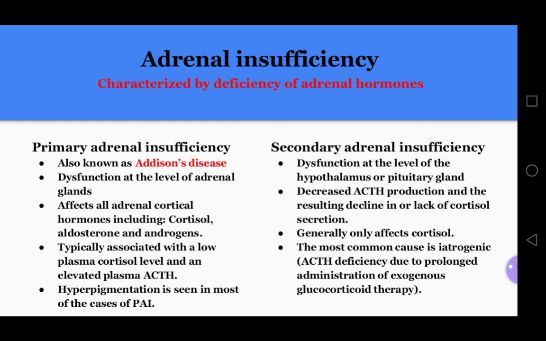Hyperpigmentation of the skin is seen in most cases of primary adrenal insufficiency. On the other hand, secondary adrenal insufficiency is dysfunction at the level of the hypothalamus or pituitary gland. There is decreased ACTH production, resulting in a decline in or lack of cortisol secretion. Generally it only affects cortisol. The most common cause is iatrogenic, that is ACTH deficiency due to prolonged administration of exogenous glucocorticoid therapy, that is steroids.